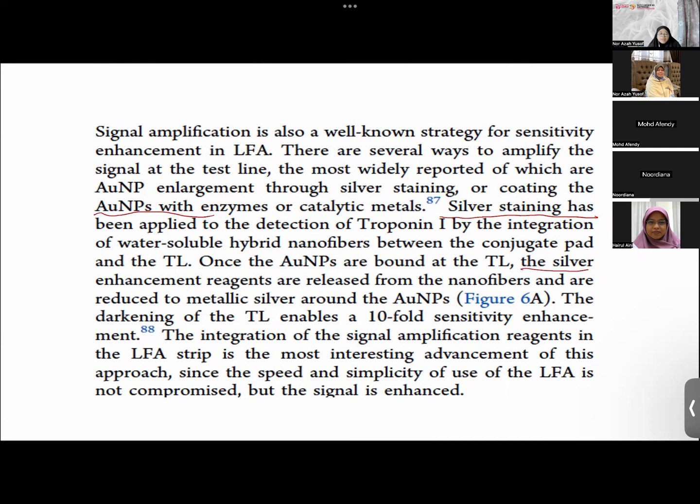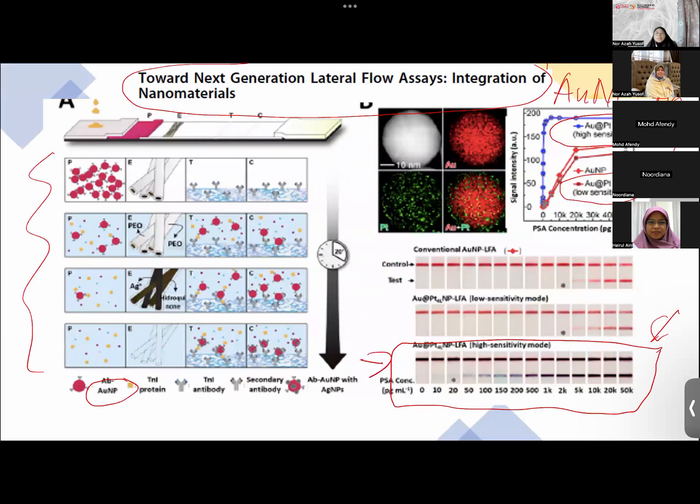So the silver enhancement reagents are released and are reduced to metallic silver around the gold. This is how it enhances the color. So the darkening of the TL here is the troponin. A tenfold sensitivity enhancement. So the use of silver staining is the keyword here, yeah, where it can increase the intensity of the color, so that it can detect much lower concentrations. Yeah.